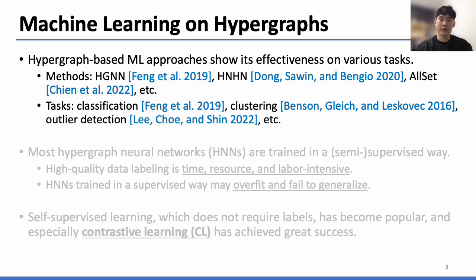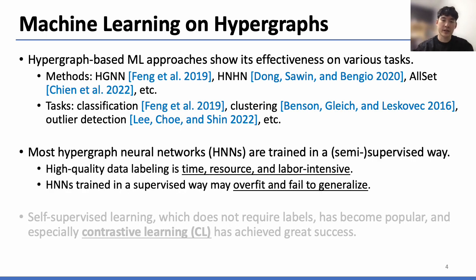Recently, machine learning on hypergraphs has drawn a lot of attention from a broad range of fields, and hypergraph-based machine learning approaches show their effectiveness on various tasks. Previous studies have largely focused on developing hypergraph neural network models, and in most cases, such models are trained in a semi-supervised or supervised way. However, high-quality data labeling is time, resource, and labor-intensive, and hypergraph neural networks trained in a supervised way may overfit and fail to generalize, making it difficult to apply them to other tasks.